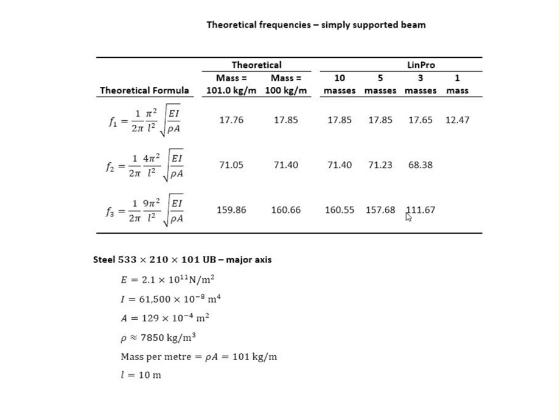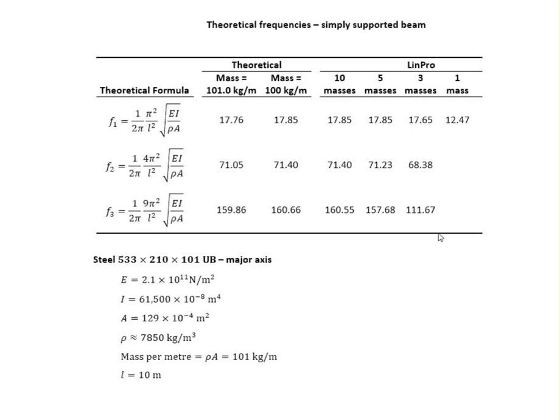And again here, okay, that's a big jump. So we might need to go from 111 to 157. So we might go up to the 10 mass, but from 5 to 10, not a big jump. So the incremental change is going to get smaller. And so we can be reasonably confident that we are converging to the right answer.